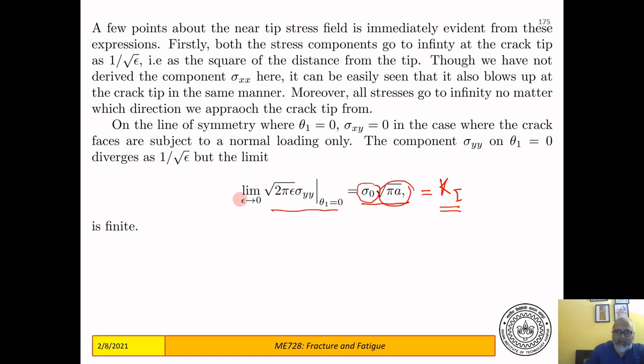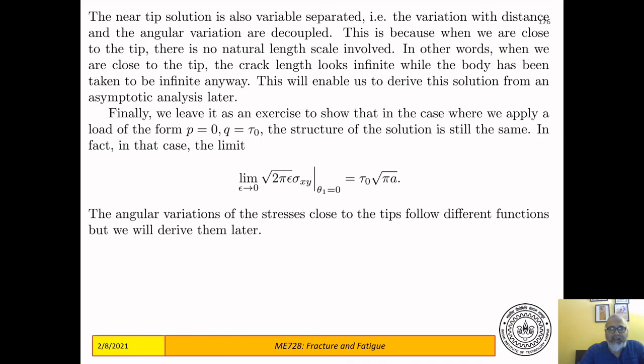If I had this load P plus IQ, and I made P equal to sigma naught, Q equal to 0, that gives the previous case. If I had done the other way around, if I made P equal to 0 and Q equal to tau naught, in that case I would have a crack whose faces are being sheared, and that would be a mode 2 problem. I can do the same thing, and I'll get the mode 2 stress intensity factor for this case, and that would come out to be tau naught root pi a.